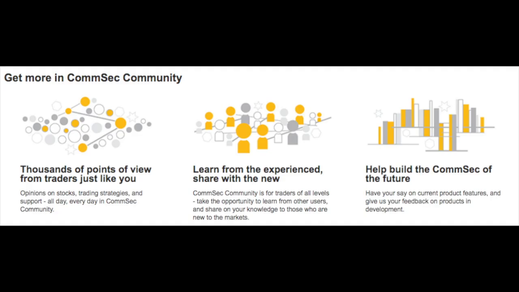If you are interested, there is a community on the website as well for new traders. If you want to chat to other traders and get information from more experienced traders, you can go there, and you can also see the comments, make comments and carry on conversations with other traders.